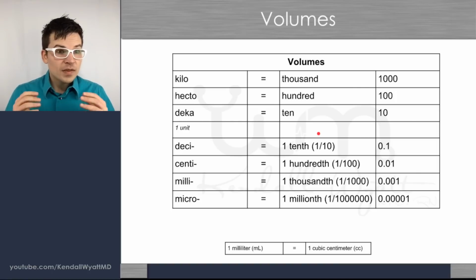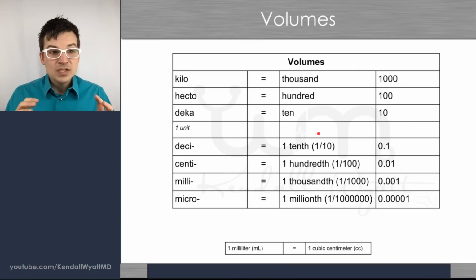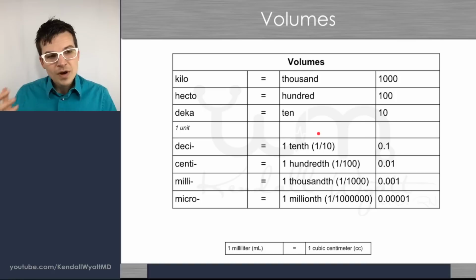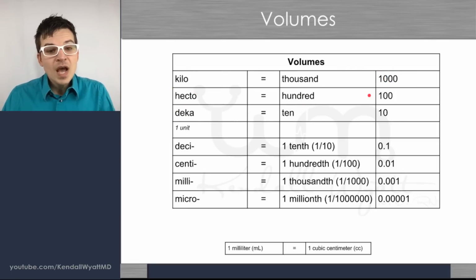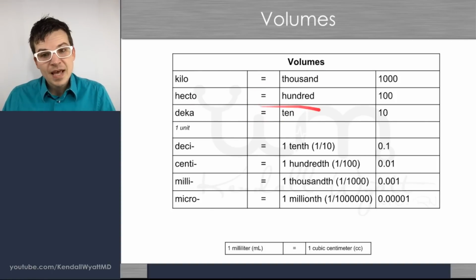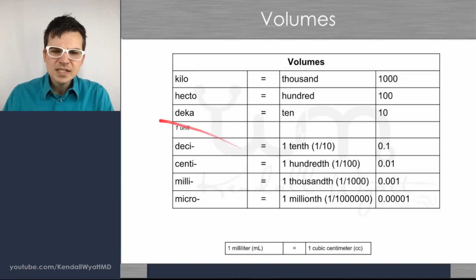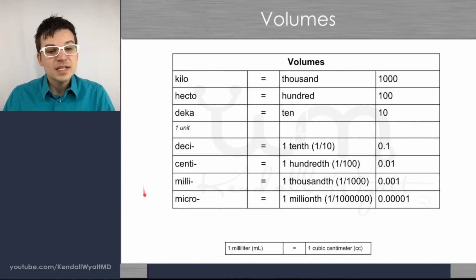First off are the big ones. Kilo. You've got to remember that kilo itself means 1,000. Kilogram means 1,000 grams. And then hecto is 100. And then you've got deca, which means 10. Then essentially you've got 1, and then everything else is divided by.